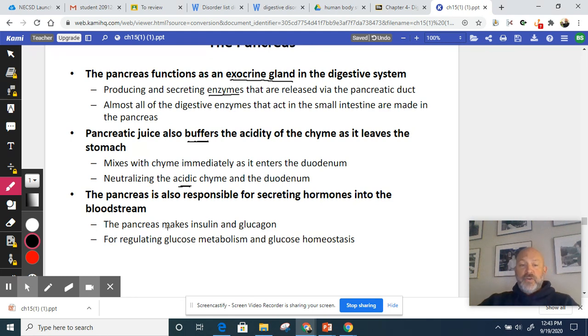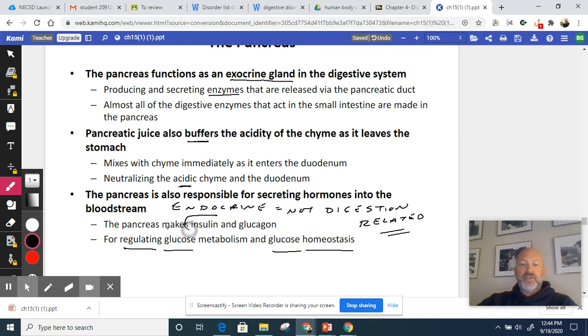However, it's also an endocrine gland. It has endocrine function. Its endocrine function is not related to digestion. So this is an organ that is multitasking. It's preparing and secreting enzymes that break down food, so it's an important organ for digestion. But it's also an important organ that regulates glucose in the blood, or maintains glucose homeostasis.